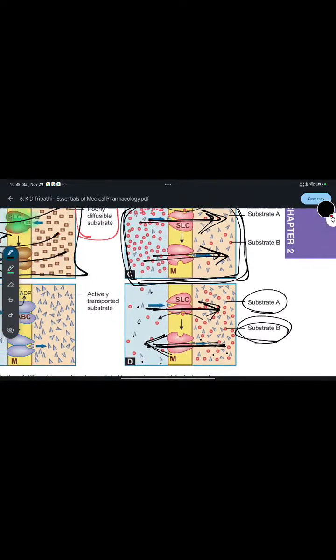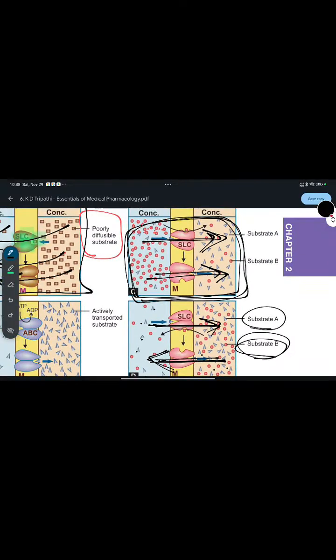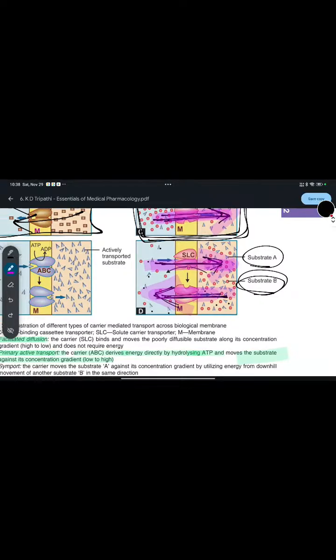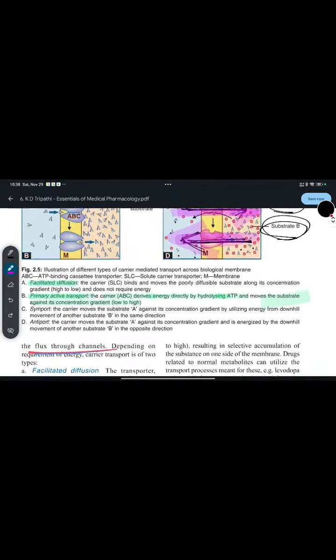Earlier also they were going from high concentration to low concentration, but in the same direction. See, this is the direction, this is the direction, they are moving in the same direction. But now in this case they are moving in opposite direction. Both the different substances are moving in opposite direction. That's why D is called antiport, C is called symport.